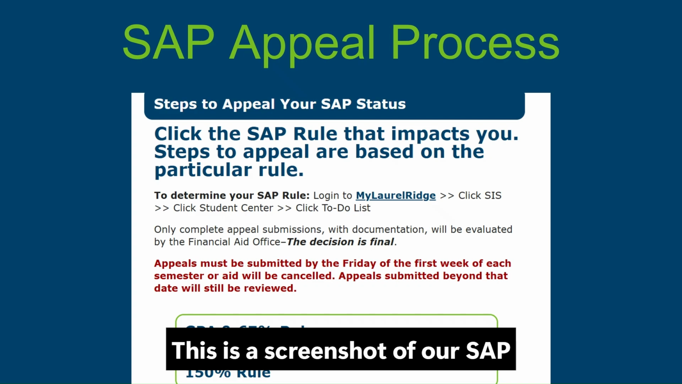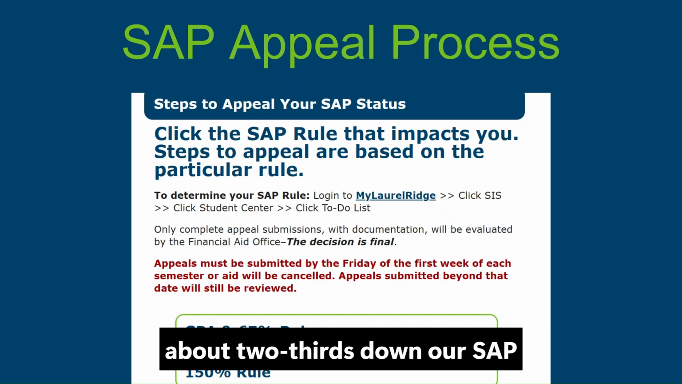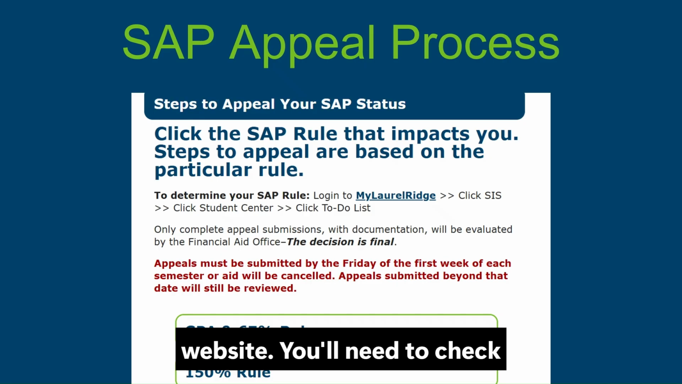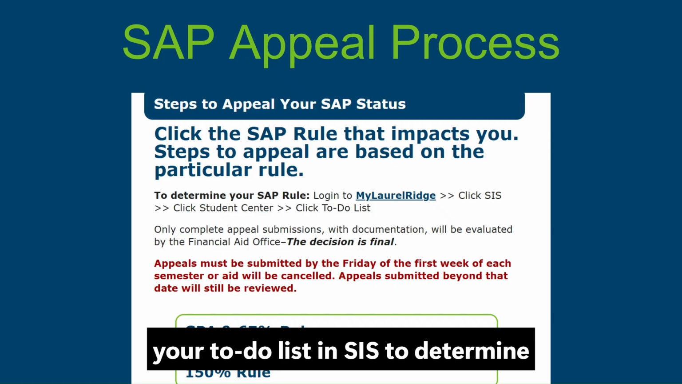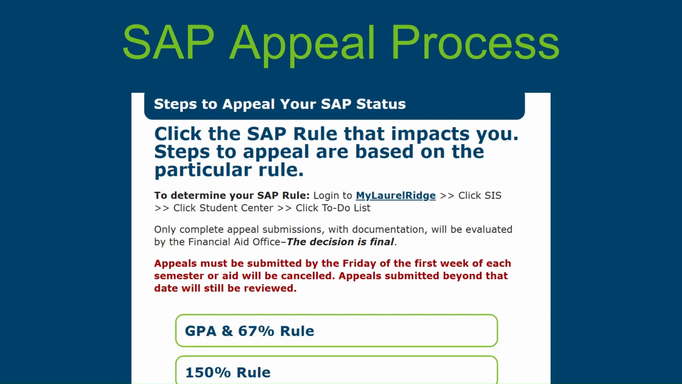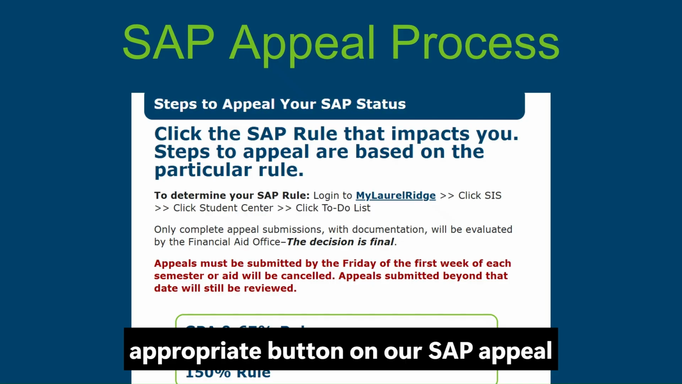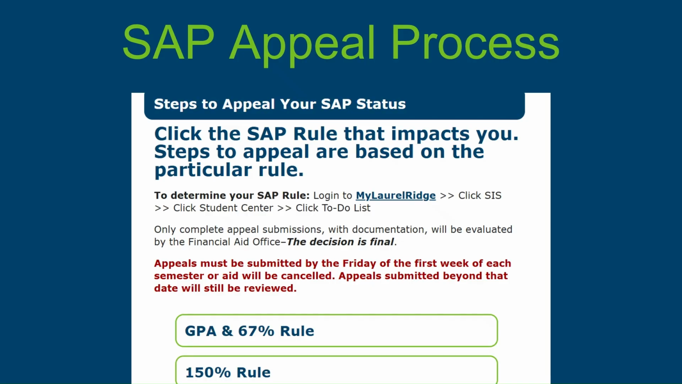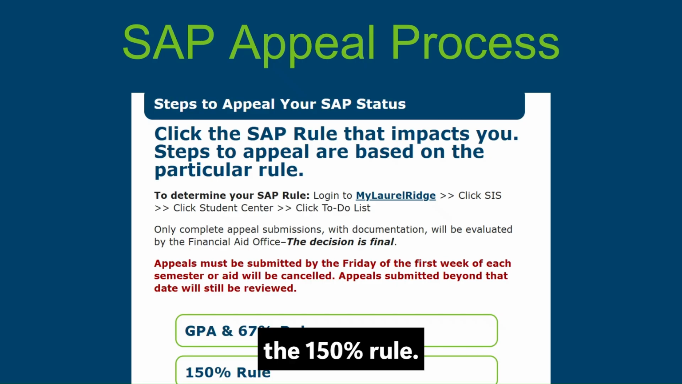This is a screenshot of our SAP appeal process on our website. You can find the steps to the appeal about 2/3 down our SAP website. You'll need to check your to-do list in SIS to determine your SAP rule. Then you select the appropriate button on our SAP appeal process website, whether it's the GPA and 67% rule or the 150% rule.